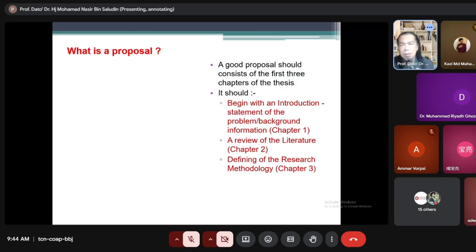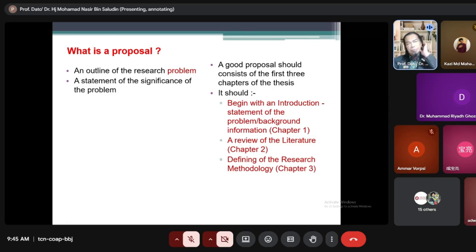Okay, what is a proposal? A good proposal should consist of the first three chapters of the thesis. It should begin with the introduction, the statement of the problem, background information, chapter 1; review of literature, chapter 2; defining the research methodology, chapter 3, including the instrument or questionnaire. And outline the research problem, a statement of significance of the problem, and then review related studies. You can use a literature review table matrix from 2021 until 2026. It can give the list of research related to the relationship with the variables or related to your research topic.